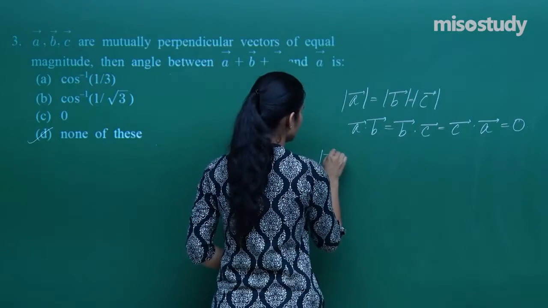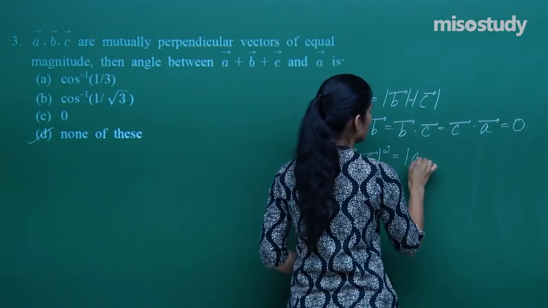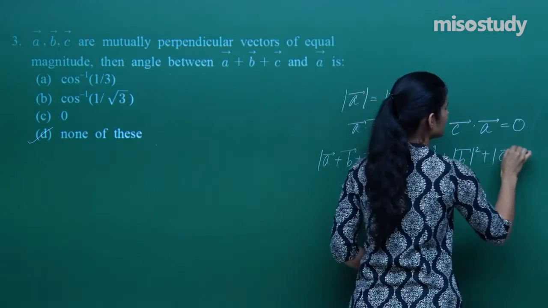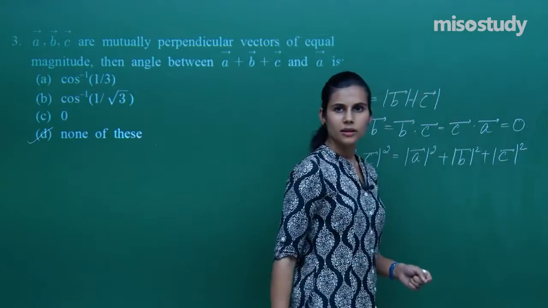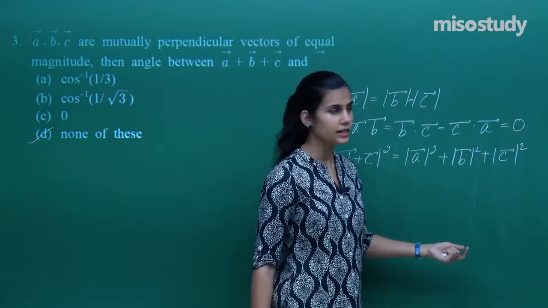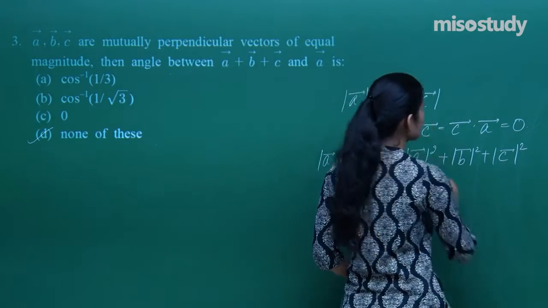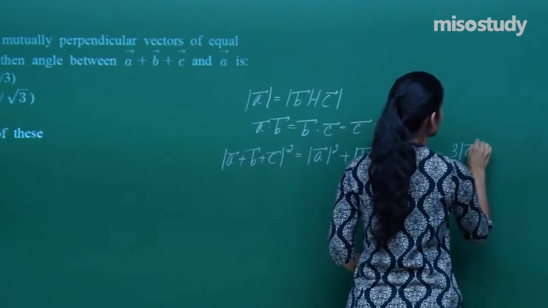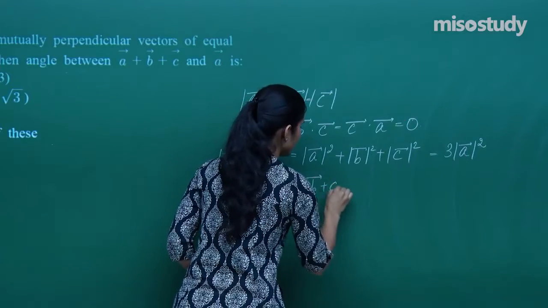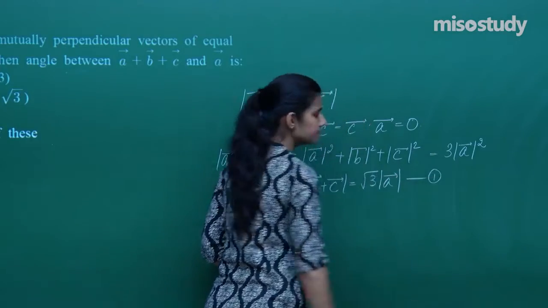Now see. What is this? This is mod A square plus mod B square plus mod C square, then plus 2 A dot B plus 2 B dot C plus 2 C dot A. But all that is 0, so plus 0. This is what? Mod A equals mod B equals mod C. So this becomes 3 times mod A square. Or you can say mod of A plus B plus C is equal to root 3 times mod A.